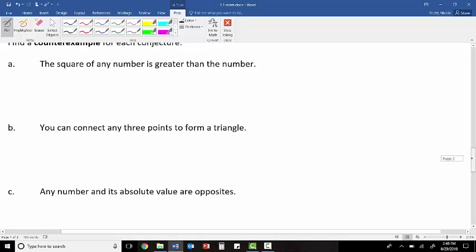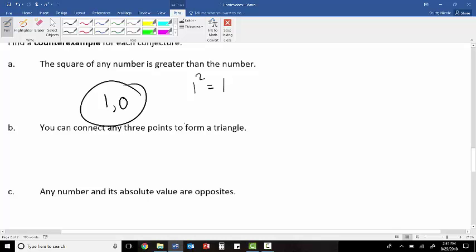Okay, so the next example says find a counterexample. That means, hey, these are all lies. Prove to me that this is a lie. Give me an example of something that makes this not true. Any number squared, so let's say 1 squared, is greater than the number. Well, 1 squared is 1. And if I look at this, I realize 1 isn't more than 1. So that's a counterexample. You could also use 0. 0 squared is not more than 0, so that works as well.